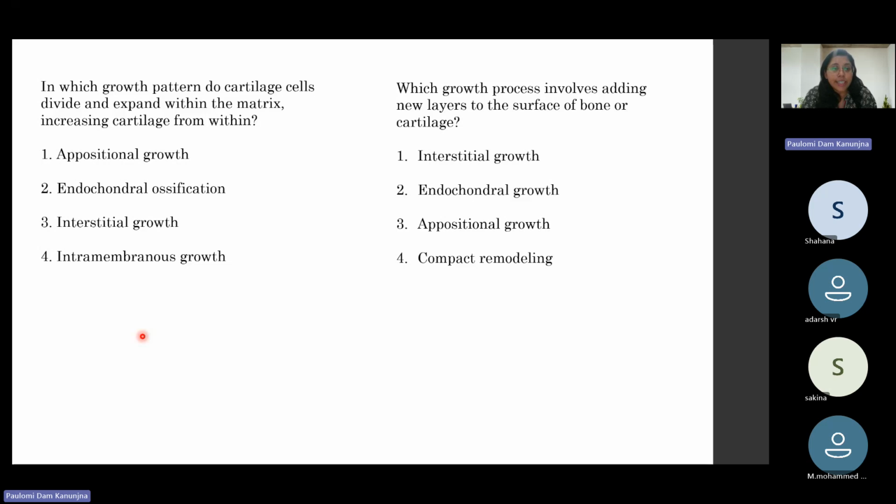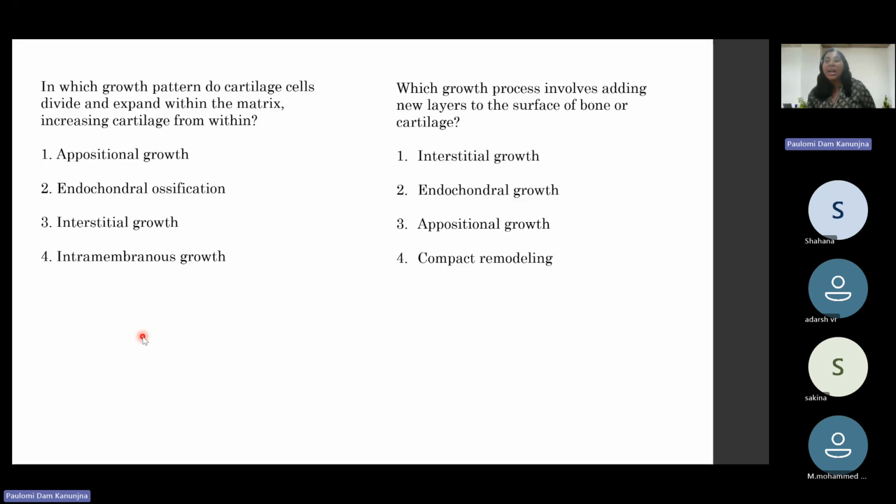The first one here says, in which growth pattern do cartilage cells divide and expand within the matrix, increasing the cartilage from within? So this is cartilage. You have the division inside. And the next one is, which growth process involves adding new layers to the surface of the bones or cartilage? So one is growing internally, one is growing from the surface. So which terms define these two respective processes?